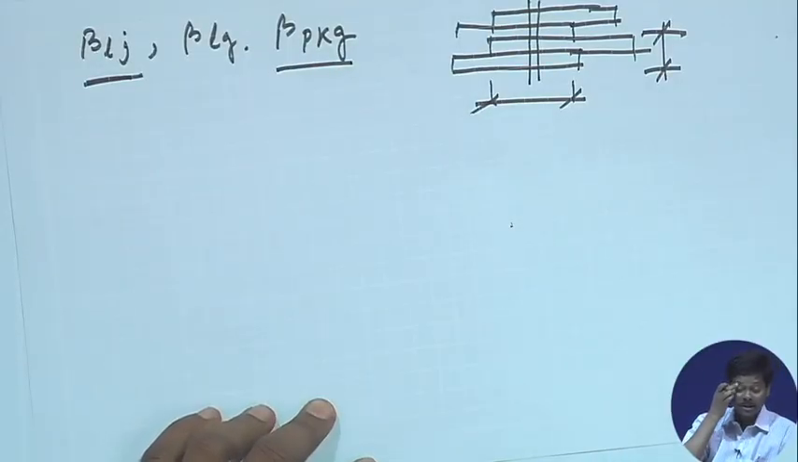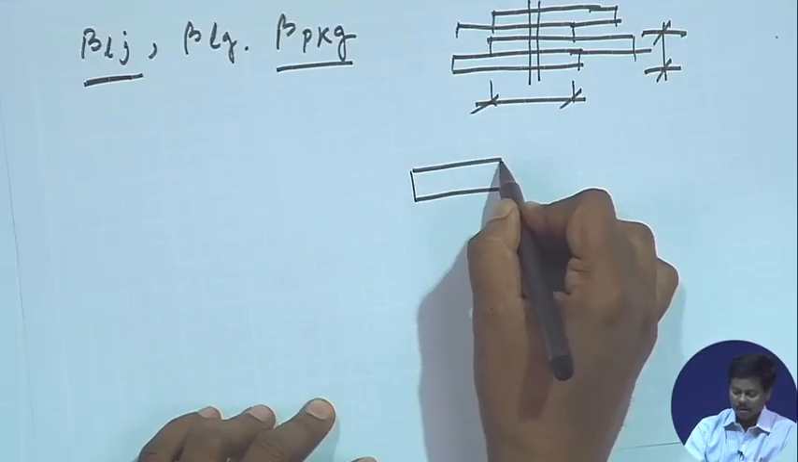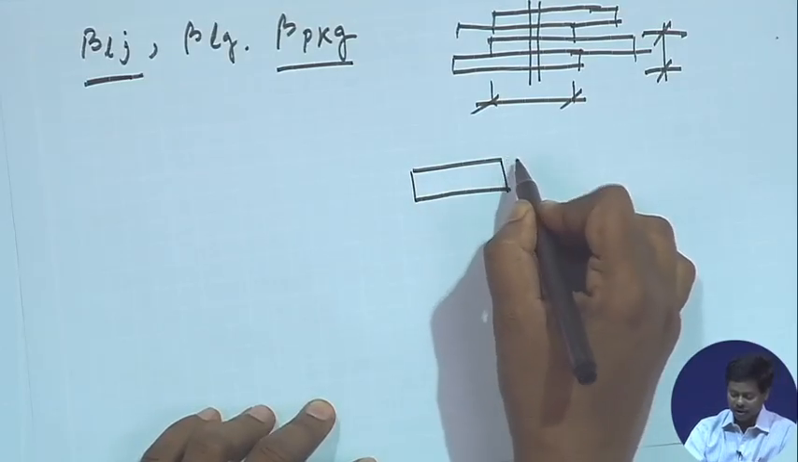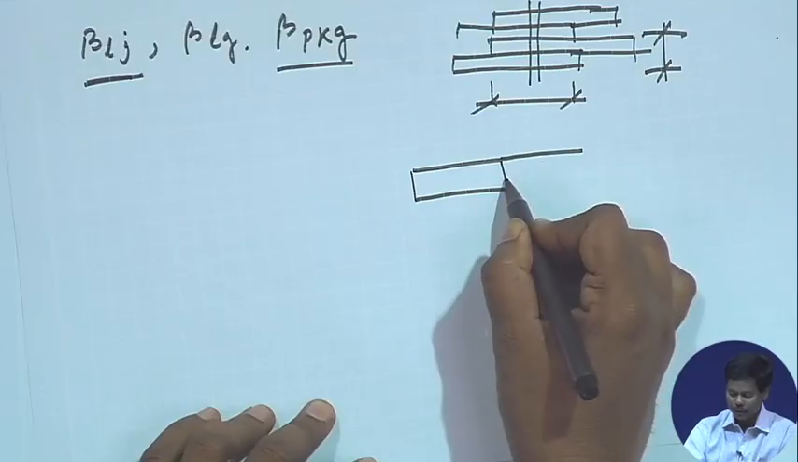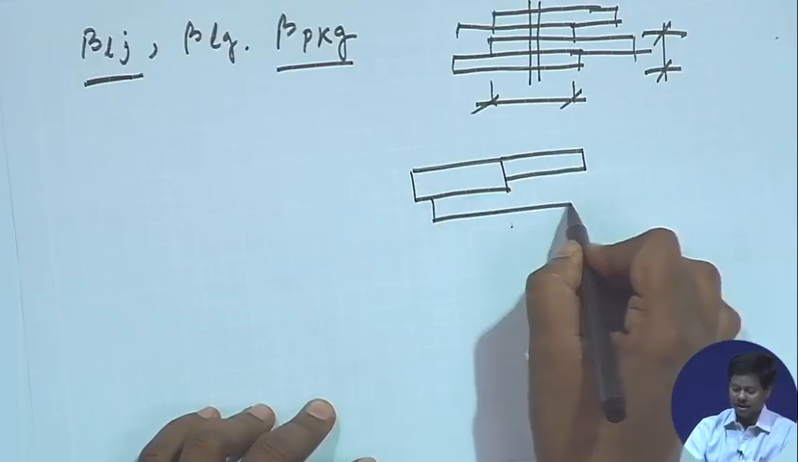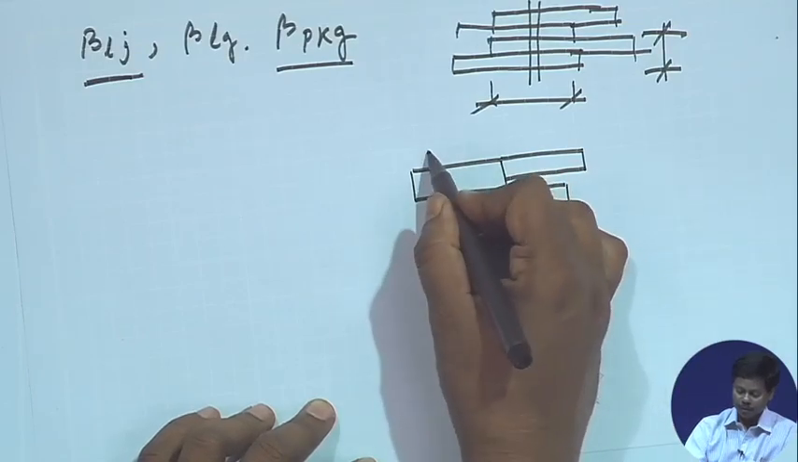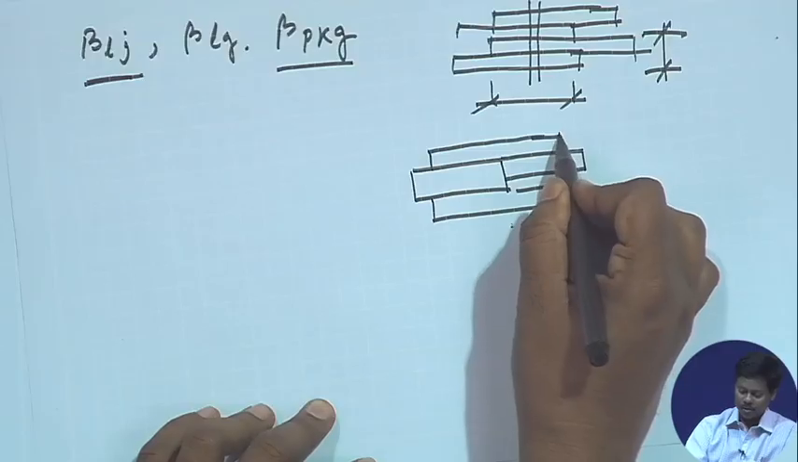Beta Pkg is the reduction factor for packing plates. Suppose we have a butt joint. We have two plates of different thickness. Now, we have to join them with a certain number of bolts.